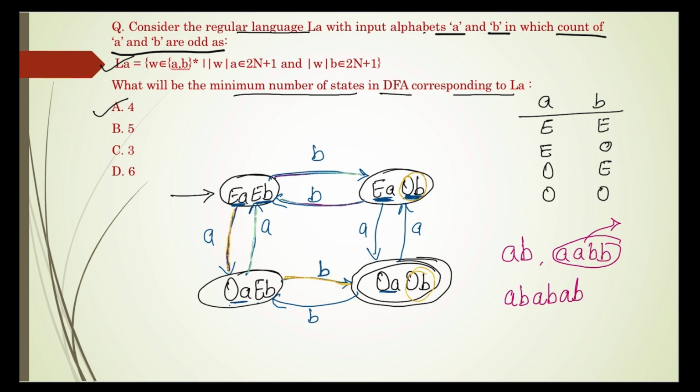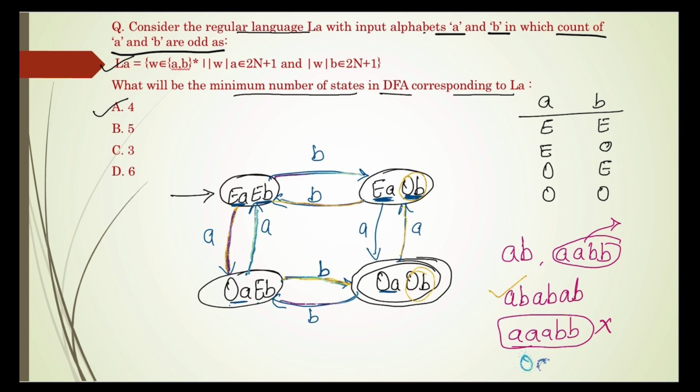AB, AB. A, B, A, B, A, B. Yes, we are reaching the final state. This string is also accepted. Another string can be triple A, B, B. This string should not be accepted, so we will check it. Triple A, A, A, A, then B and then B.